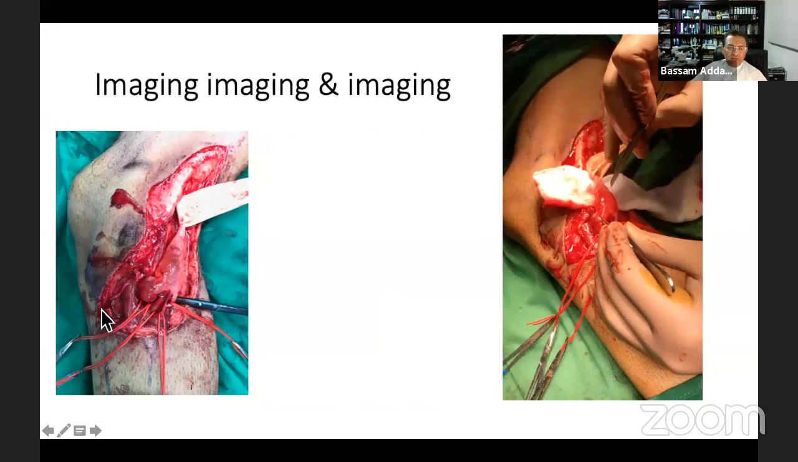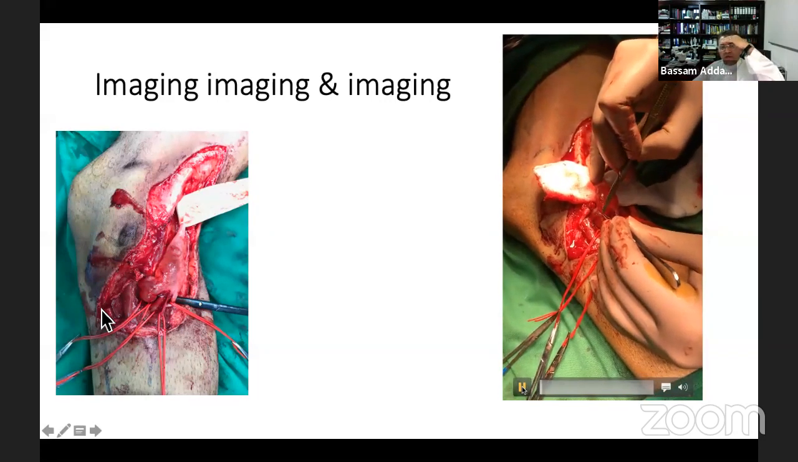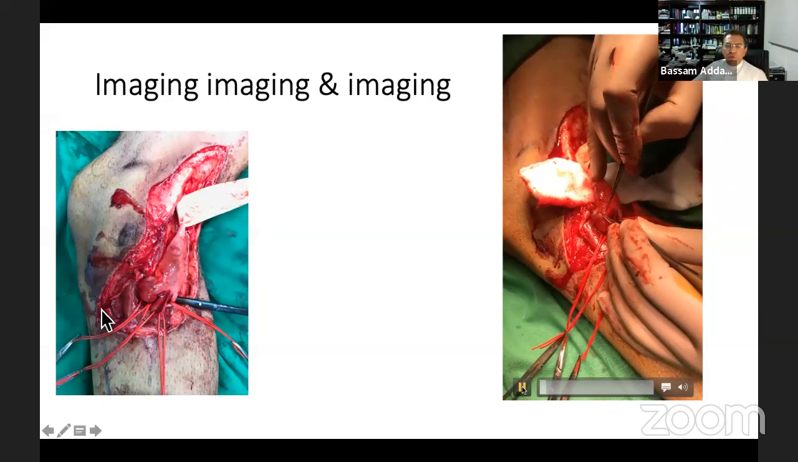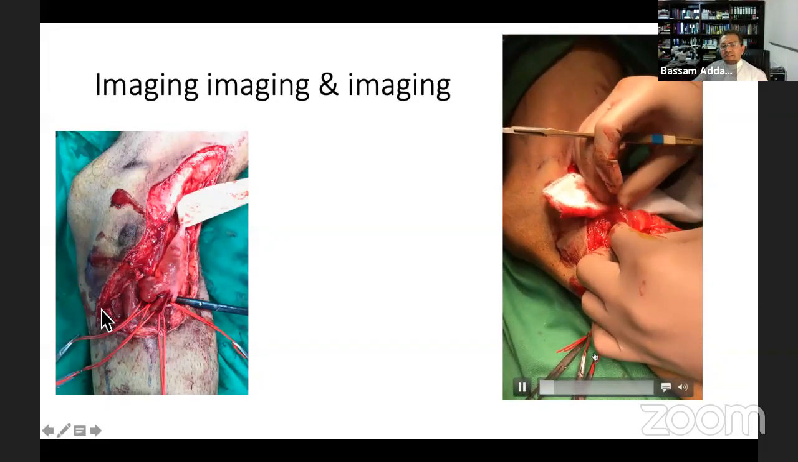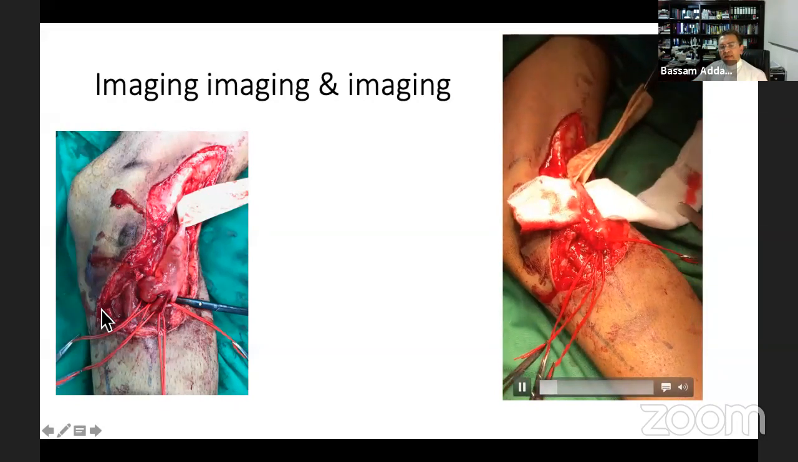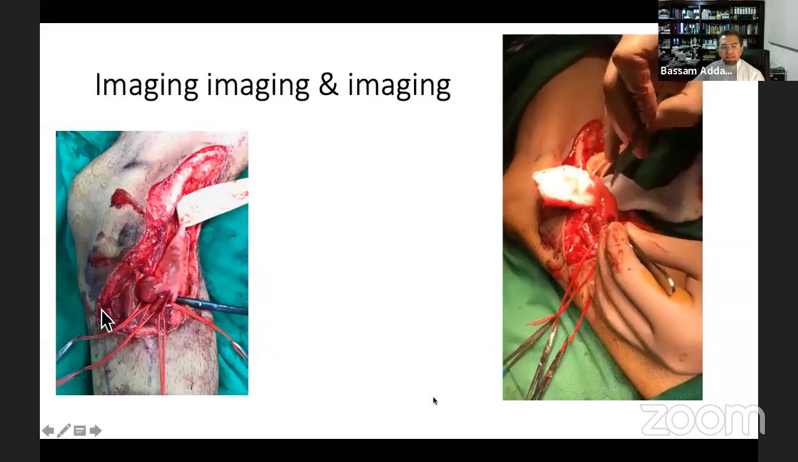And don't forget to always image these rare entrapments. Having a synovial cyst is not very rare or very unusual, or even tumors. And these are treated in a different way. It's nice to be prepared before you do your surgery, to know what to expect. And it's a nice little pathology where basically we decompress the nerve by incising the synovial cyst.